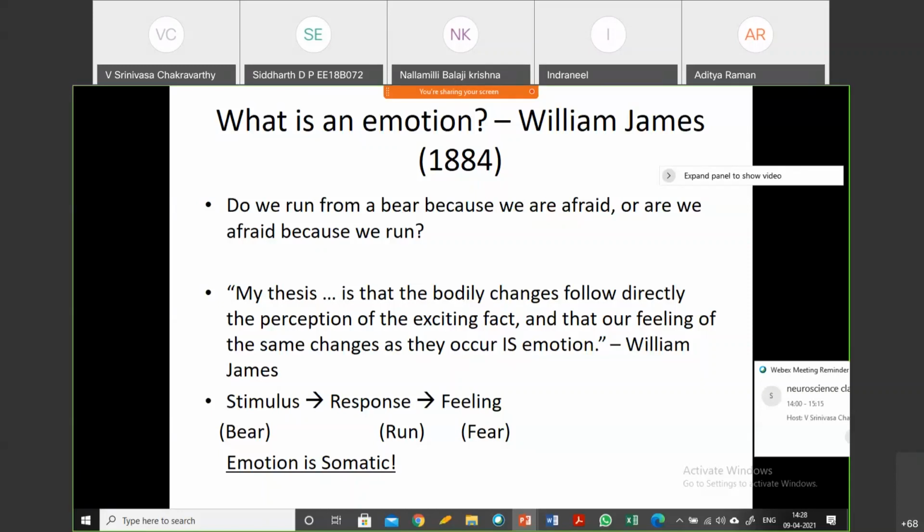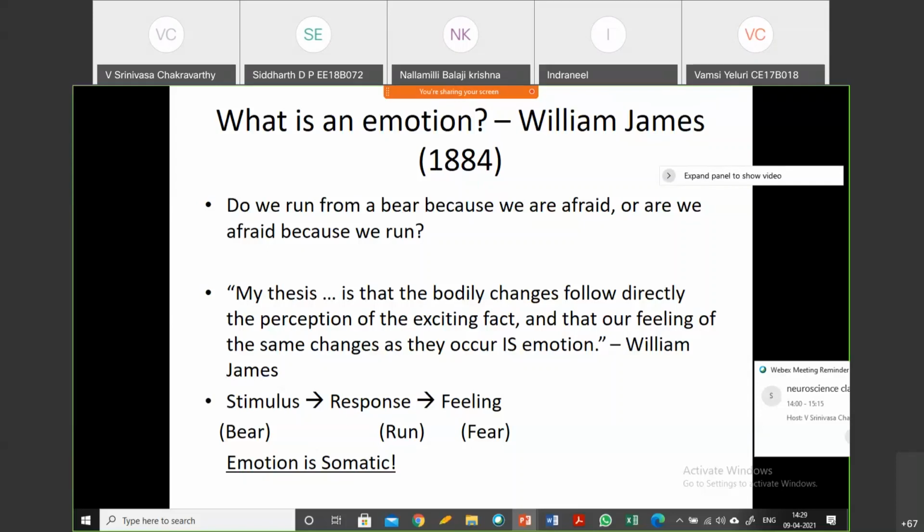But what James says is, my thesis is that the bodily changes follow directly the perception of the exciting fact, and that our feeling of the same changes as they occur is emotion. What is he saying here? When there is the exciting fact, that means the stimulus which is producing that emotion, here in this case, let's say a big bear, the presentation of that bear produces certain changes in your brain and in your mind. It also produces certain changes in your body. Your heart starts pounding, you start sweating, your pupils dilate. A lot of changes occur. These autonomic changes occur in the body.